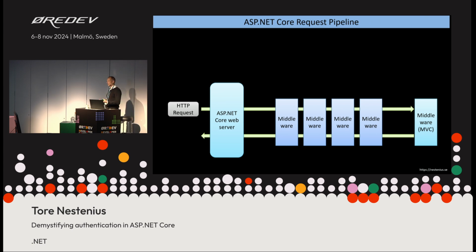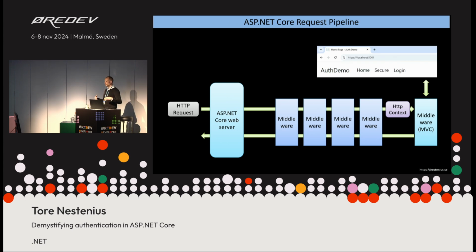So when a request comes in, our Kestrel web server will create an HTTP context object, and then that object will move through this pipeline of middlewares to the final middleware, and that is typically the MVC middleware. That one will render this page, and then that page is moved into the context object, and then it's on the way back. It goes through the middlewares once more, and then you get a response back to the browser. That's how ASP.NET Core works, and I hope that is pretty familiar to most of us.